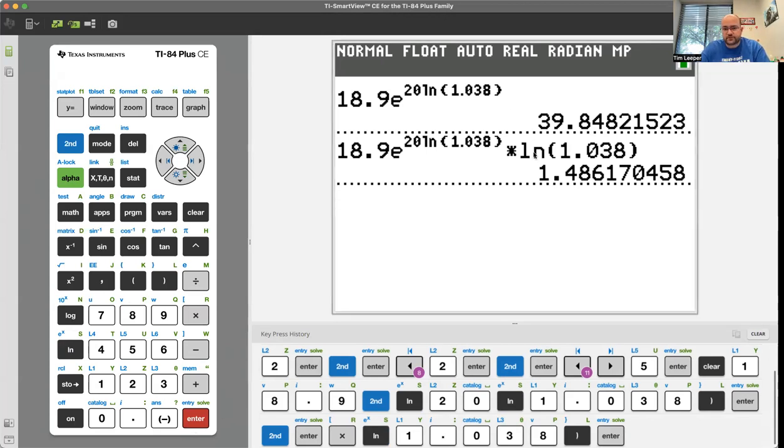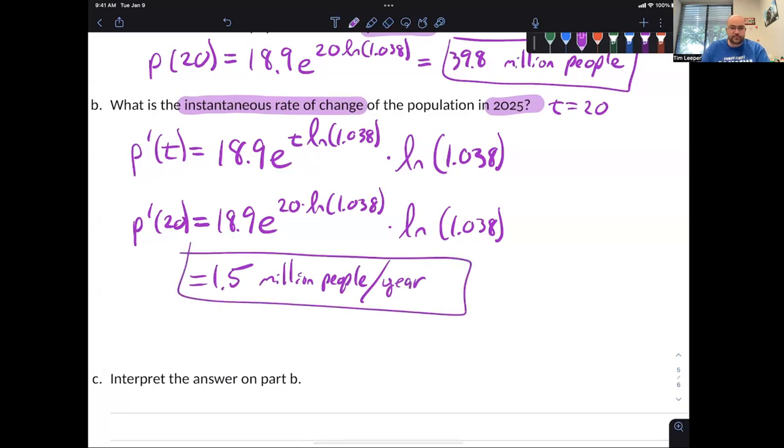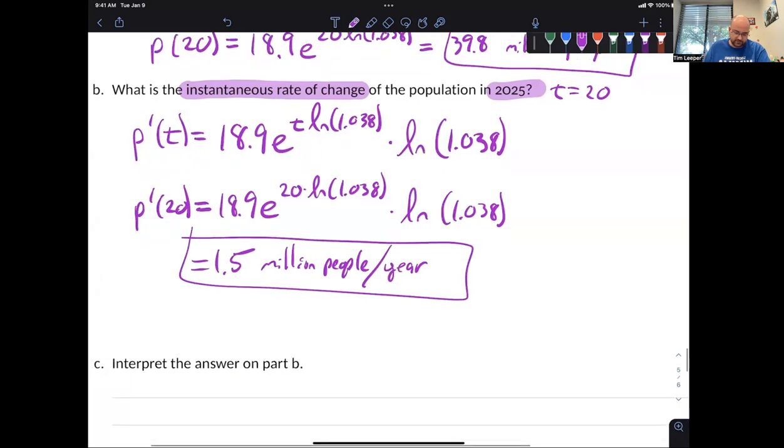So let's go back over here. Now the number was 1.5, but the population is in million people. So it'd be million people per, and t is in years, so it'd be per year. So it means that this is increasing by 1.5 million people per year. And that's the interpretation, basically.